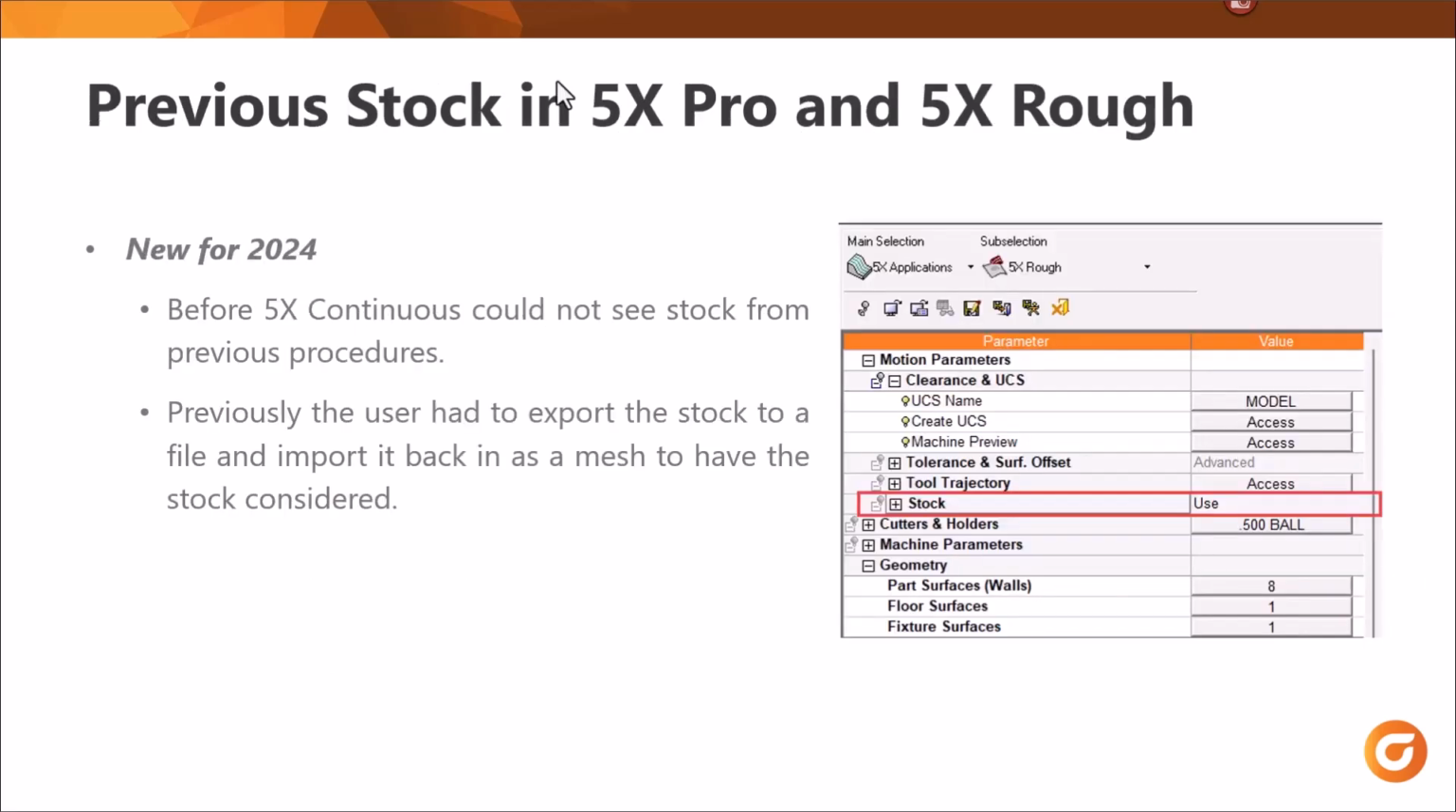The last thing that we'll cover today, and we'll do this briefly, is previous stock in 5X Pro and 5X Rough. We're going to just look at this real quick because it's new in 2024, and the solution is so much easier than what it was before. Instead of bringing a mesh in and out to the file to get it to see the previous stock, all we have to do is hit switch the stock to use, and now it will see the previous stock without having to mess around with it. So it's a small setting that has big impact. It's really nice to have.